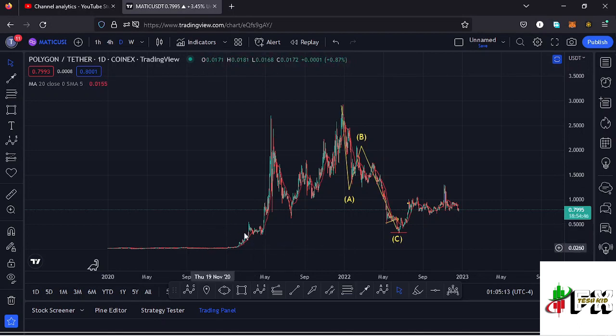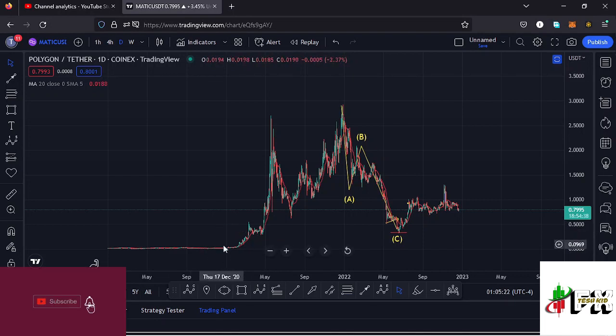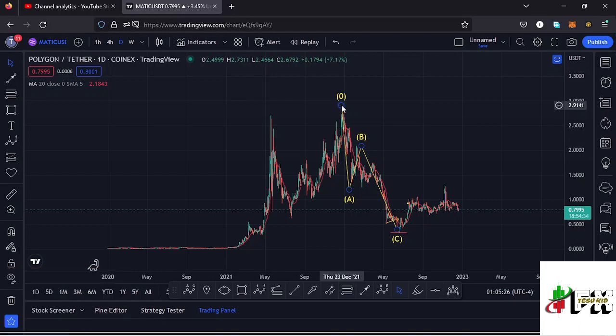And allow me to kickstart the video here on the daily chart by giving you a brief of what has been happening here on the Polygon Matic chart. From these low prices that we had been trading within, we saw a very nice impulsive movement taking us to an all-time high at around the $2.9 mark, in a movement that I've been terming as a higher Elliott wave count 1 to the upside.